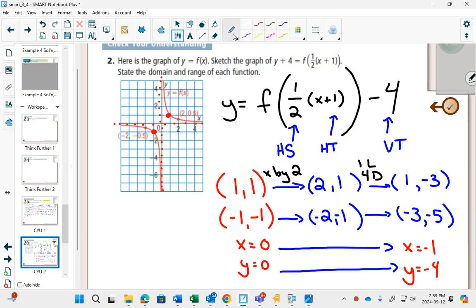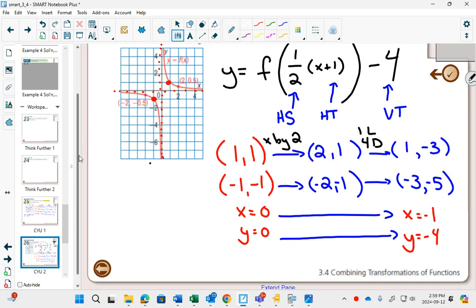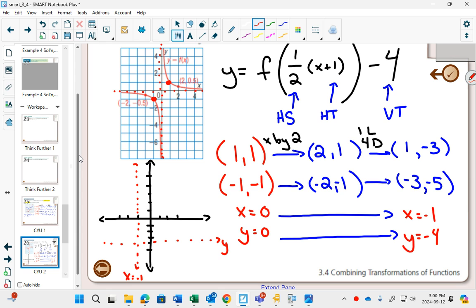Now you're going to often see, although you could draw it on the same graph, I find for our brains, it's often easier to visualize if you draw it on a new graph. If I have a graph with asymptotes, I will always start with my asymptotes and labeling them. So x equals -1 and y equals -4.